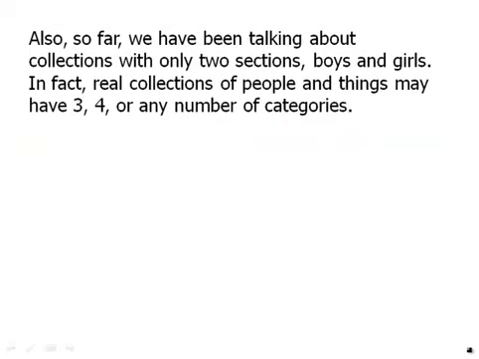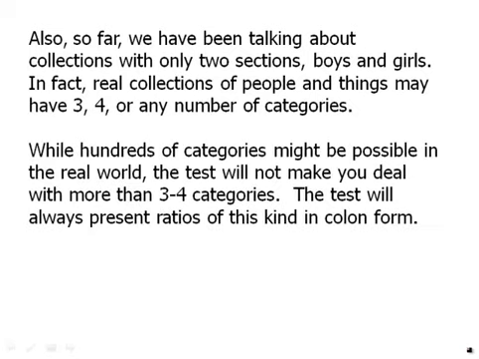Also, so far, we have been talking about collections with only 2 sections, boys and girls. In fact, real collections of people and things may have 3, 4, or any number of categories. While hundreds of categories might be possible in the real world, the test will not make you deal with more than 3 or 4 categories. The test will always present ratios of this kind in colon form.